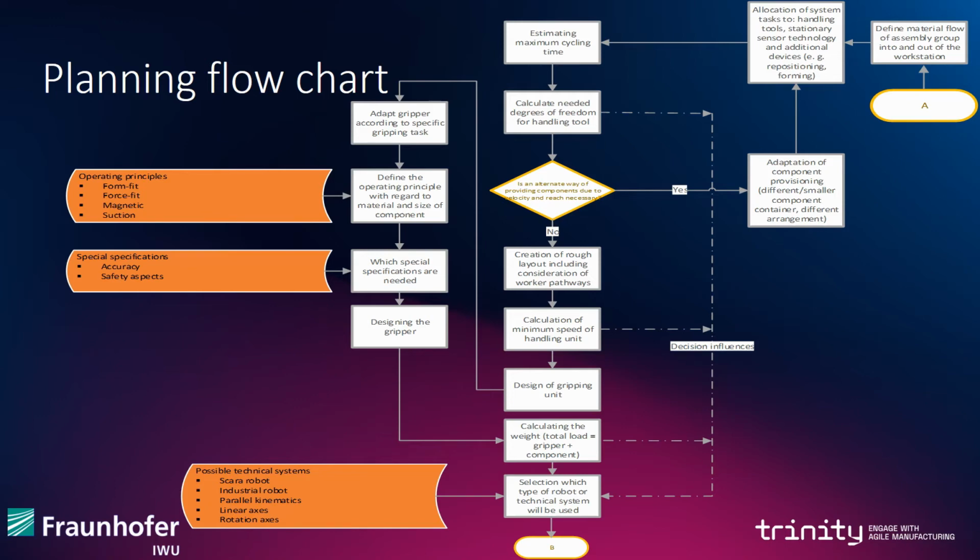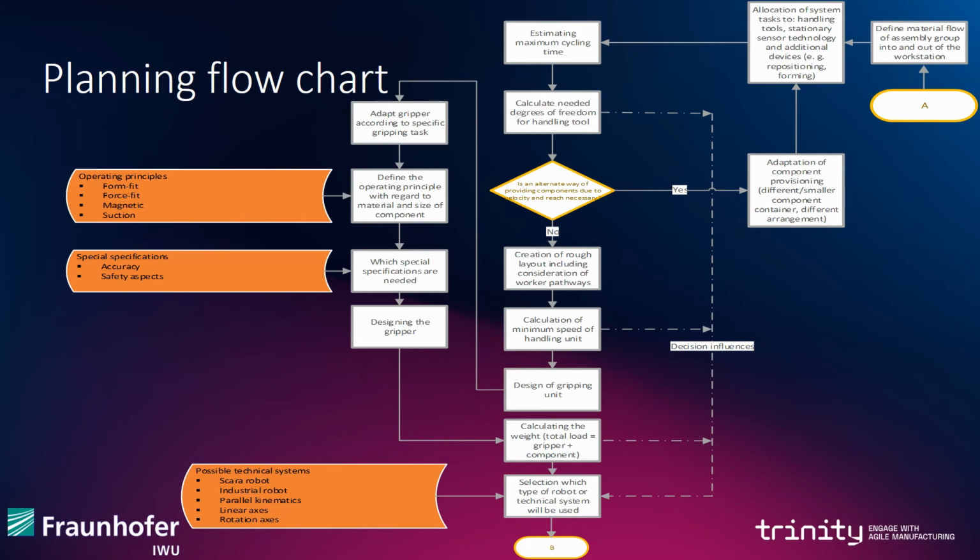In the next step, it has to be considered whether the provision of the components needs change due to desired velocities of the process or due to reach constraints. If yes, the provision of the components has to be changed and the process leads back to the allocation of system tasks. Adaptations can be done by providing component containers in different sizes or changing the arrangement. If no changes are required, the process continues with the creation of a rough layout. This layout should consider worker pathways.